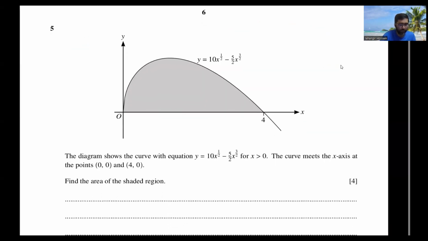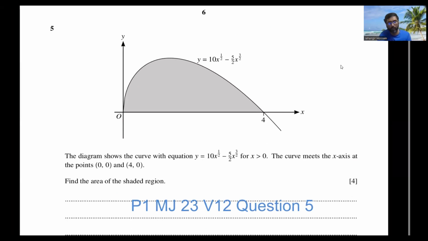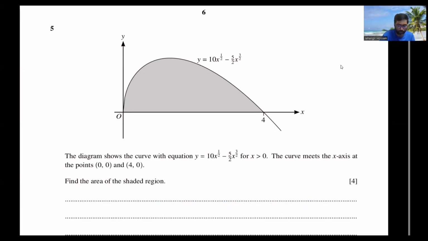Now let's move forward to question number 5. See here, the diagram shows the curve with equation y equal to 10 x to the power half minus 5 by 2 times x to the power 3 by 2 for positive x. The curve meets the x-axis at the points (0, 0) and (4, 0). To find the area of the shaded region, here we are actually finding the area enclosed between the curve and x-axis, and the limits are 0 and 4.